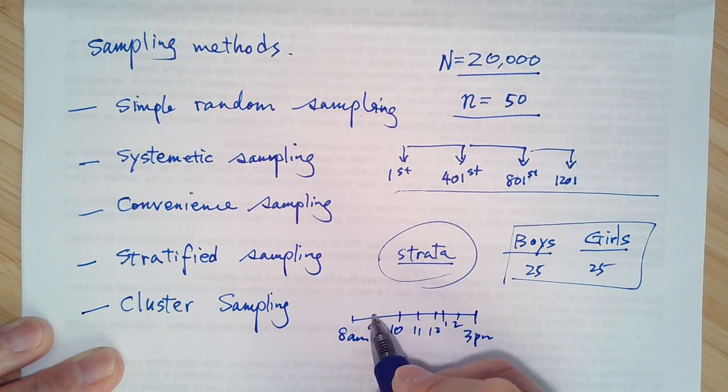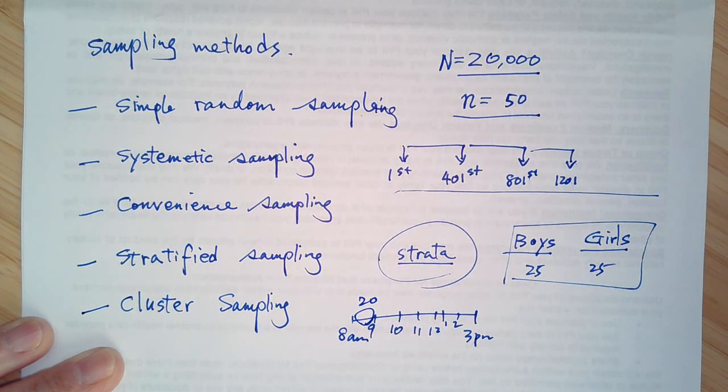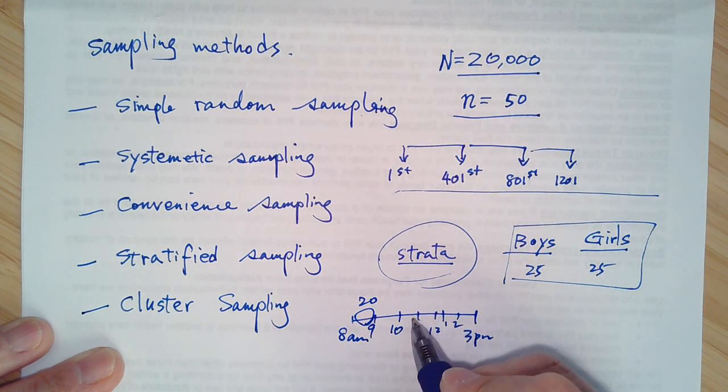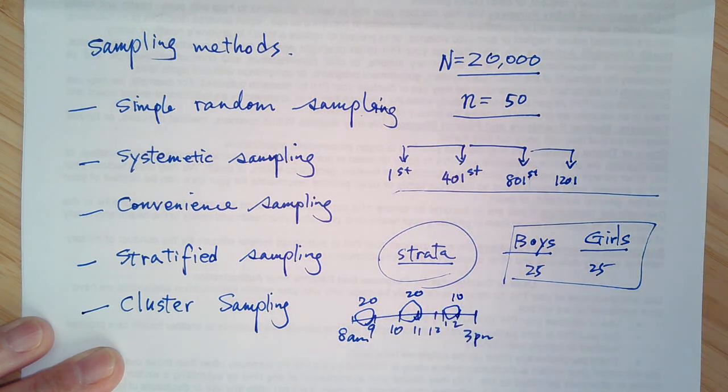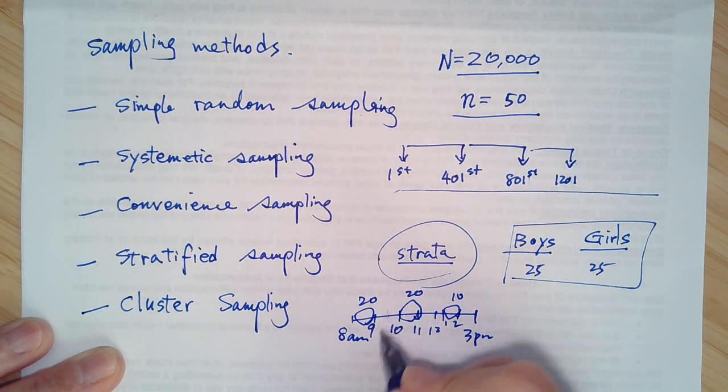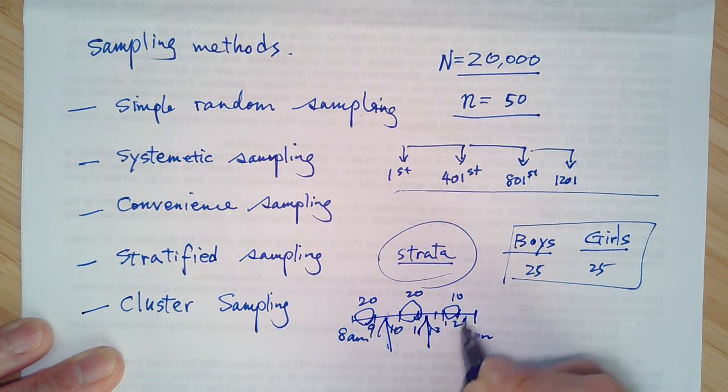So I choose 20 students who arrive at the school between 8 and 9. I choose another 20 here, and I choose 10 here. So if you're doing things this way, then you choose 1, 2, 3, there are 3 clusters. So you choose the clusters randomly, and then you choose from each cluster. So that's called cluster sampling. You totally missed the other subgroups. It's not like the previous one.